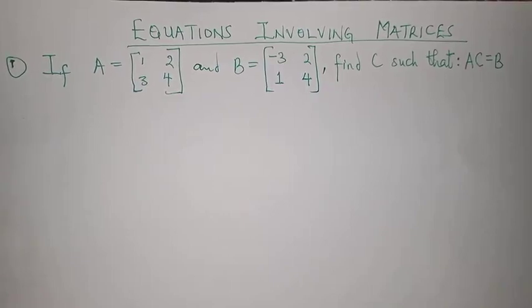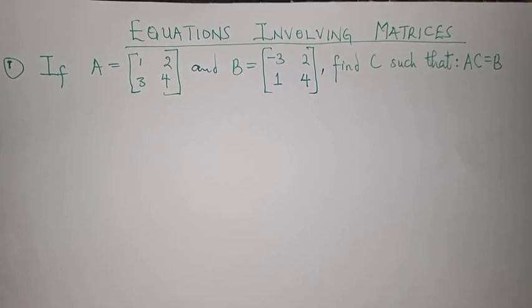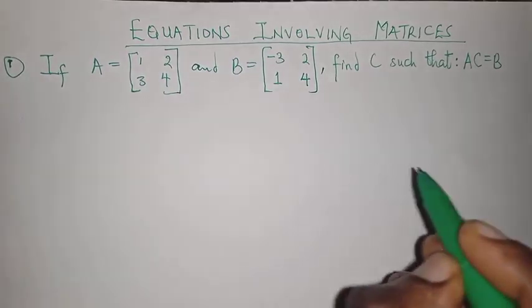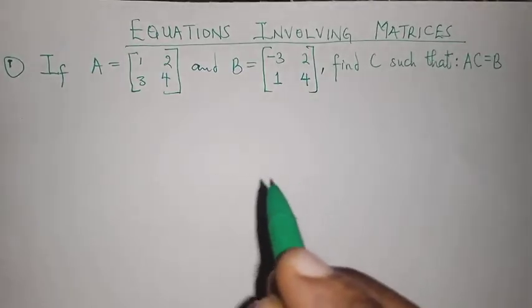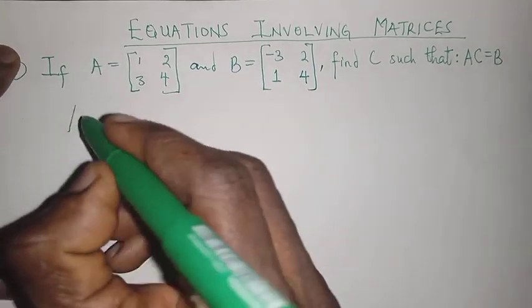Hi guys. So today we're going to be looking at equations involving matrices. And quickly let's dive into the problem we have in front of us. It says if matrix A equals this and this, find C such that A multiplied by C gives us B. So I'm going to go straight into solving.